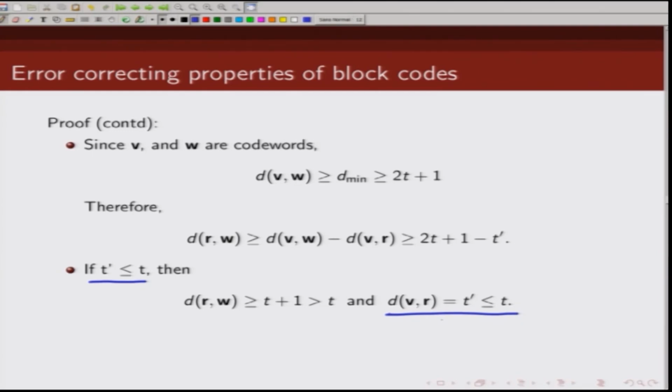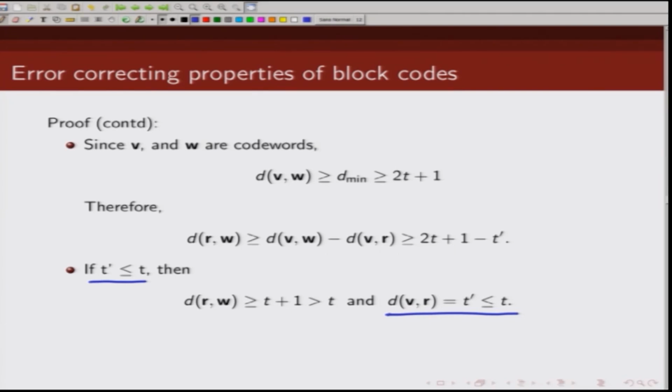What does it mean? It means that the received code word is closer to v than any other code word w. So, what will your maximum likelihood decoder for a binary symmetric channel decide in favor of? It will decide in favor of v. So, you will correctly decode this received sequence to be v, which was our transmitted code word. So, you will not make an error.